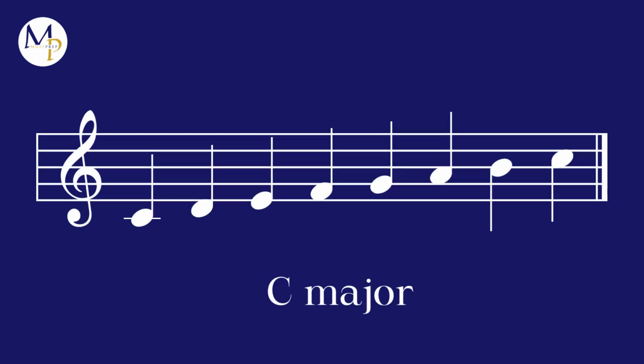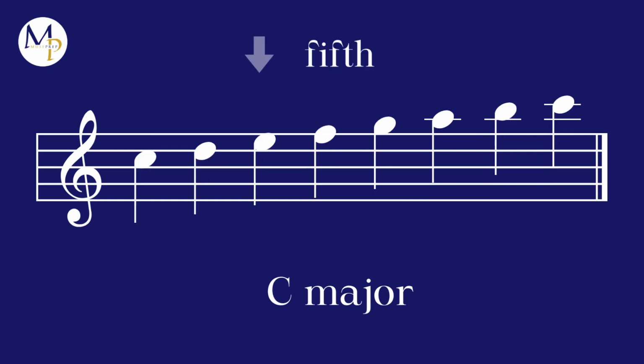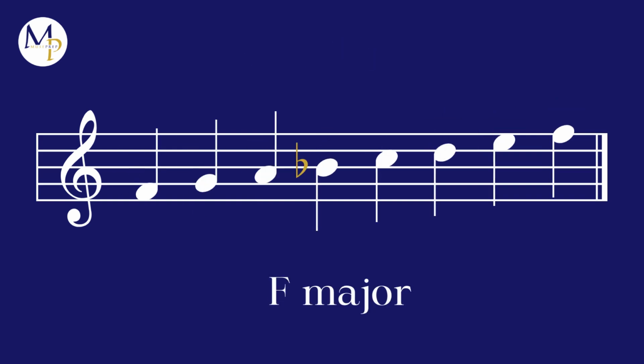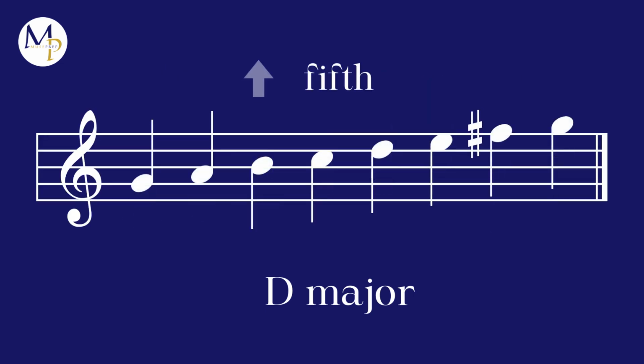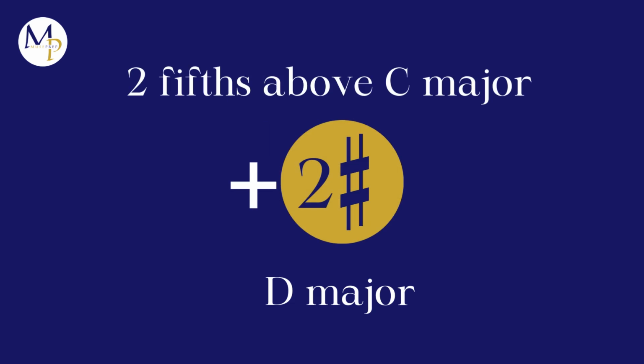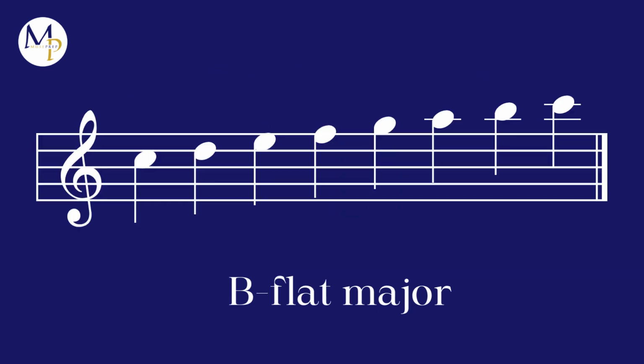Moving upward by a perfect fifth from C major adds one sharp, whereas moving downward by a perfect fifth from C major adds one flat. D major lies two fifths above C major, so it has two sharps. B flat major lies two fifths below C major, so it has two flats.